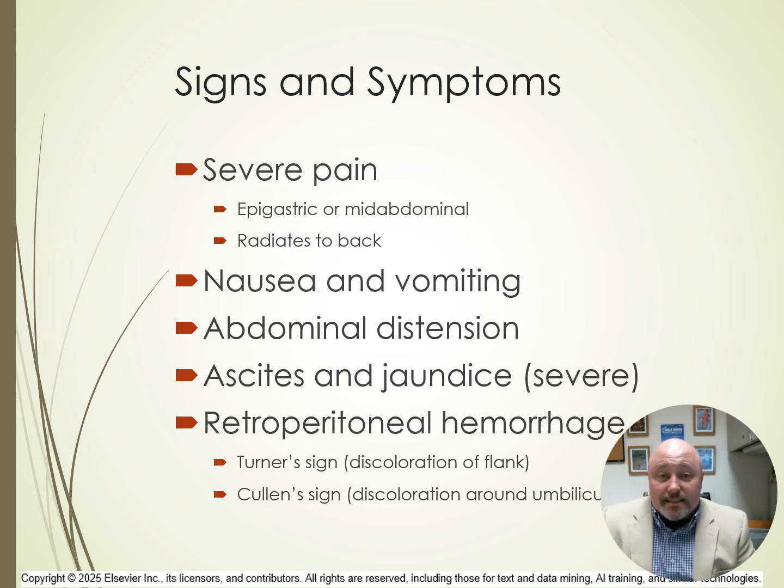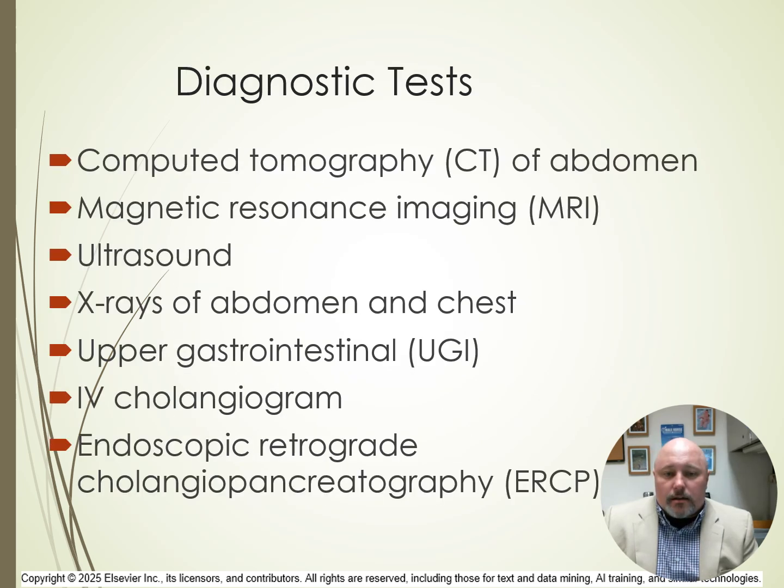The classic signs and symptoms are severe pain, epigastric or mid-abdominal, radiating to the back. There may also be nausea and vomiting, abdominal distension, ascites and jaundice, and retroperitoneal hemorrhage. There are many different diagnostic tests and imaging that can be done, ranging from CT, MRI, ultrasound, and even X-ray.